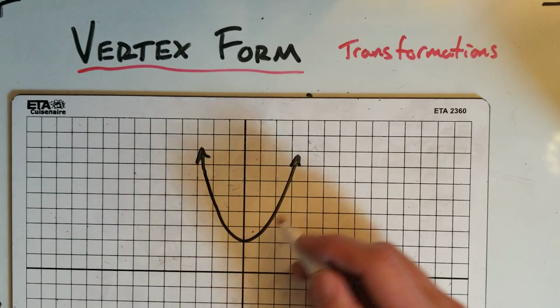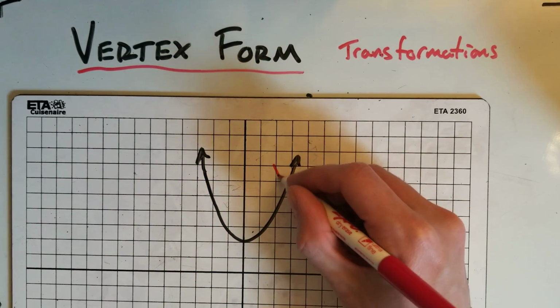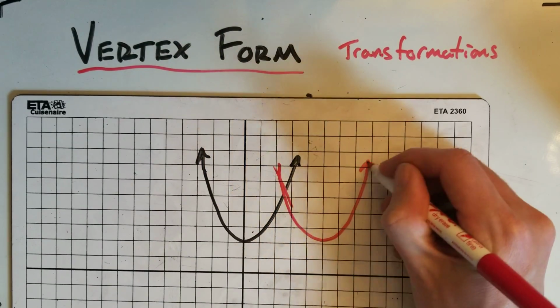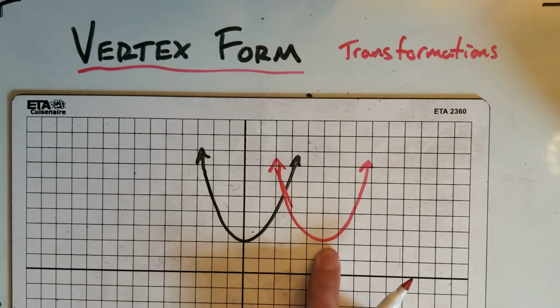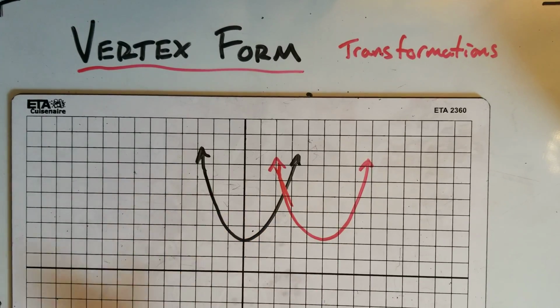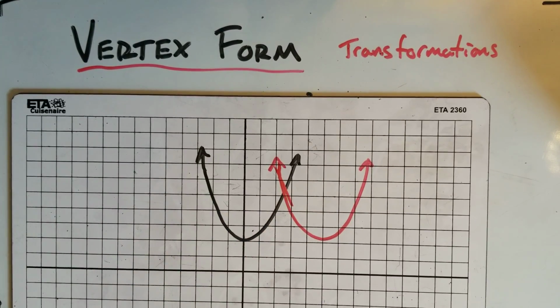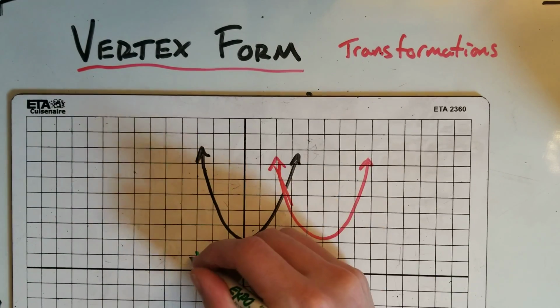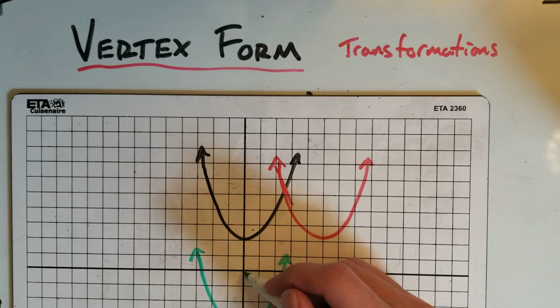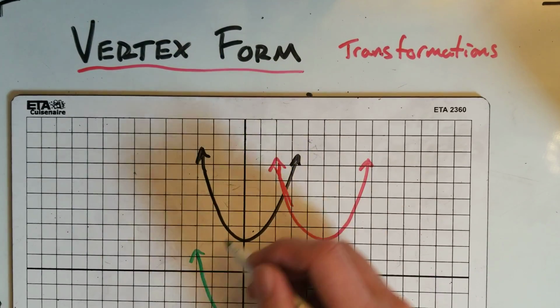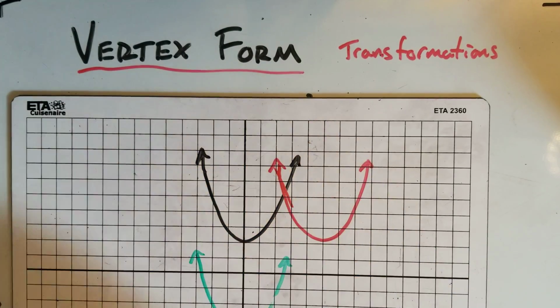It would be the exact same shape, but it's just going to go over, maybe to the right. That would be a translation of 1, 2, 3, 4, 5 units to the right. Or maybe it went down, and then it would look something like this. That would just be a translation of 1, 2, 3, 4, 5, 6 units down. And you can go to the left or right, up or down, or you can do combinations. Those are what translations look like.